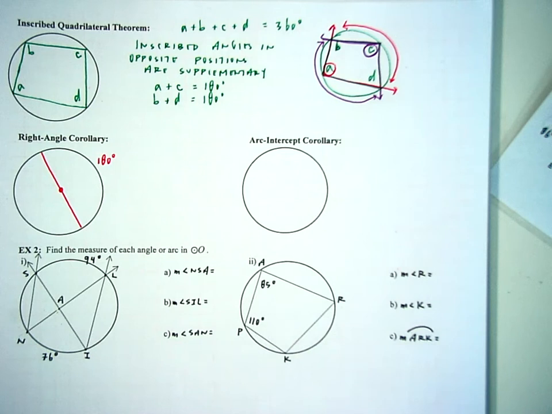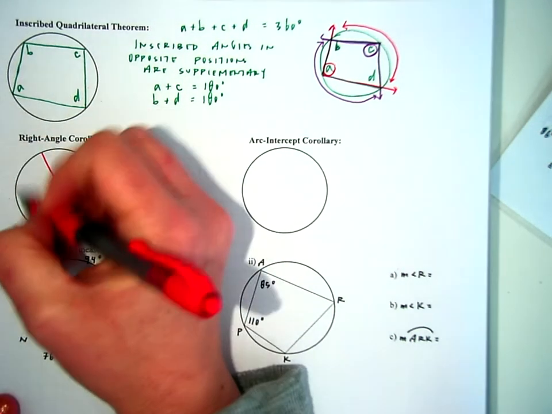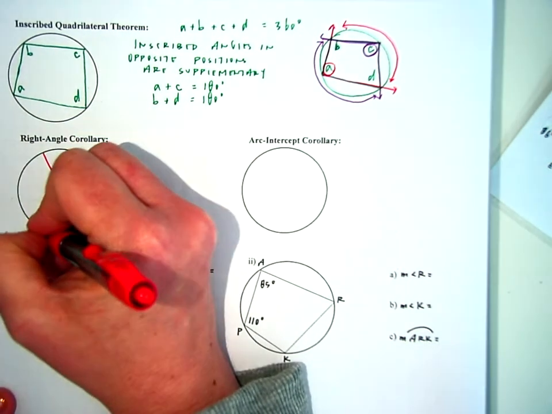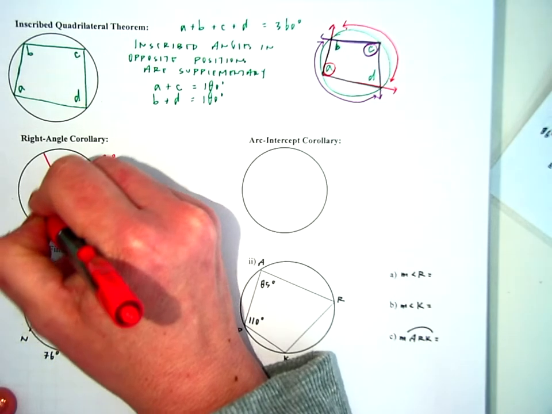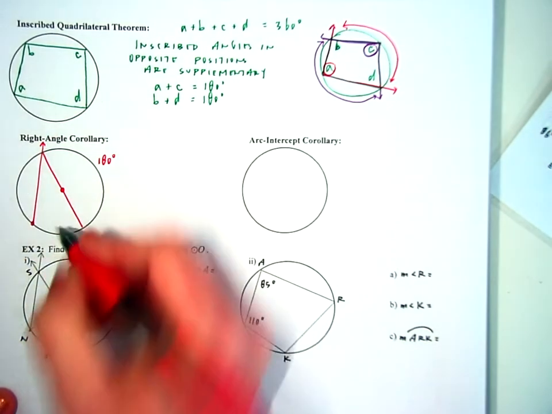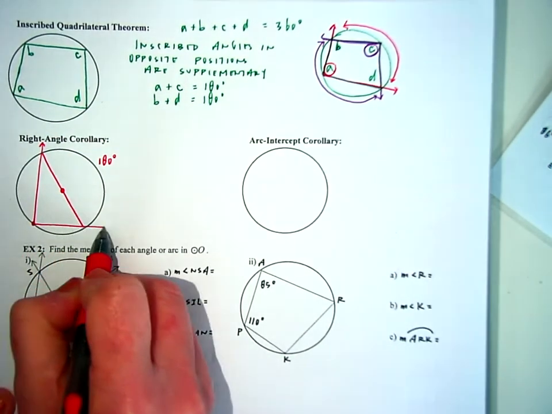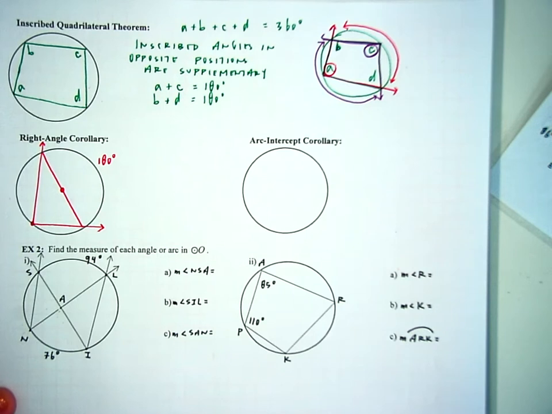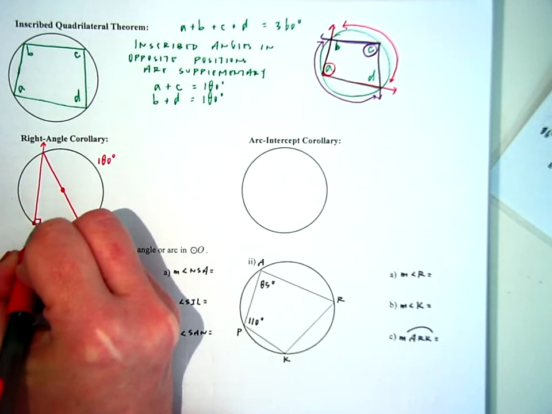So if I draw in an inscribed angle, I'll put the vertex here, where it connects through the endpoints of a diameter here and here, I know that that inscribed angle will have to be 90 degrees, right? Because my inscribed angle has a semicircle as its intercepted arc. So it creates that right angle, that 90-degree angle right there.